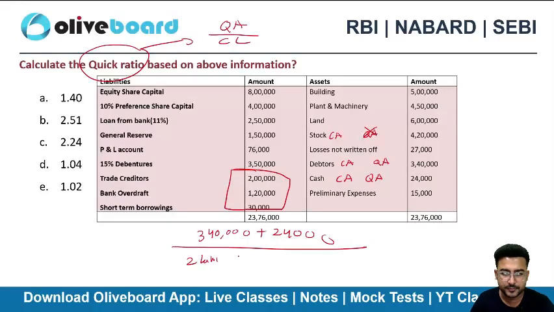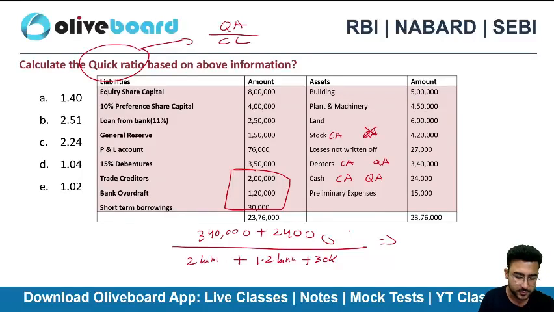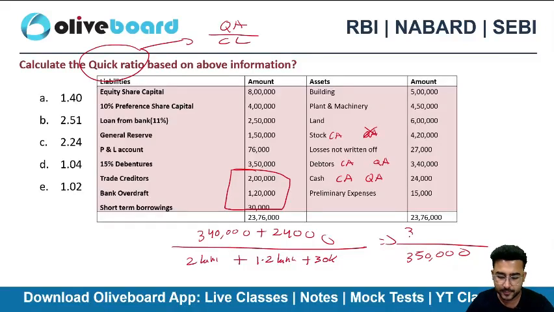2 lakh plus 1.2 lakh plus 30,000, right? So 2 lakh plus 1 lakh 20,000 plus 30,000, how much is it? 3 lakh 50,000. And what is the numerator? 3 lakh 40,000 plus 24,000, which is 3 lakh 64,000. What will be the ratio here? 1.04 times is the answer.